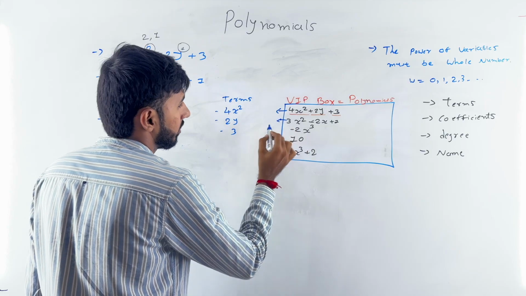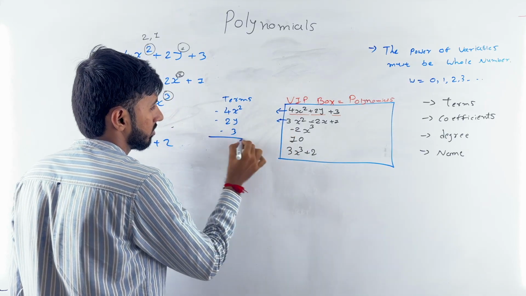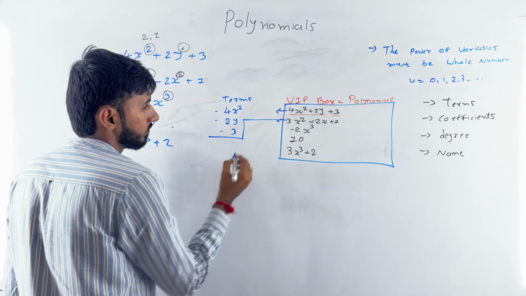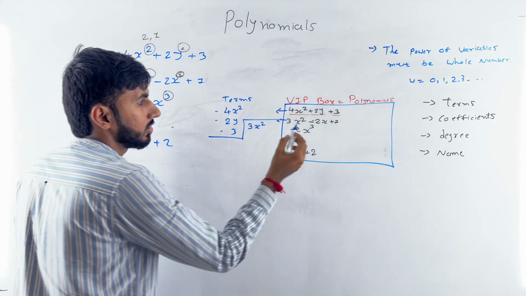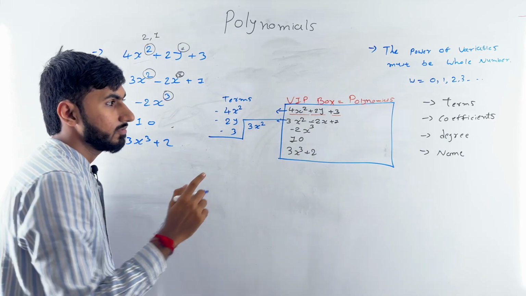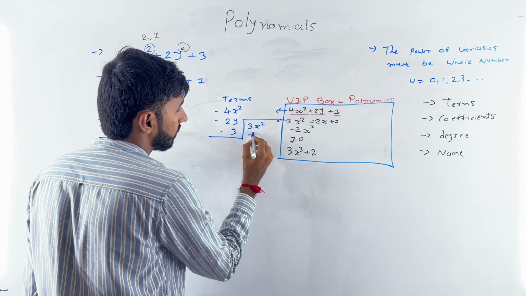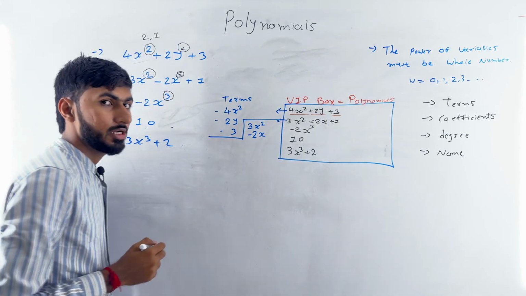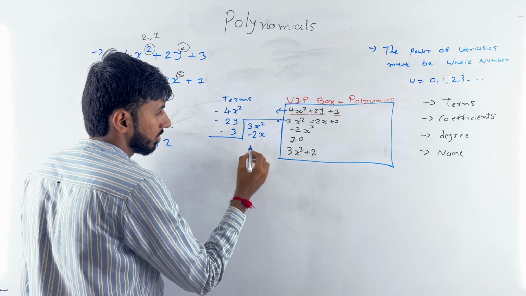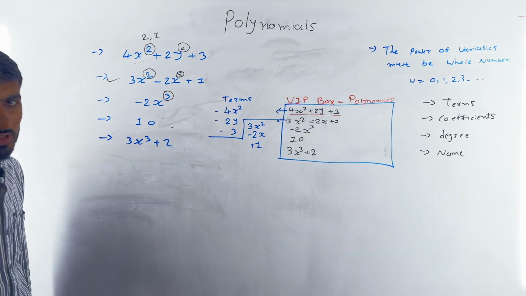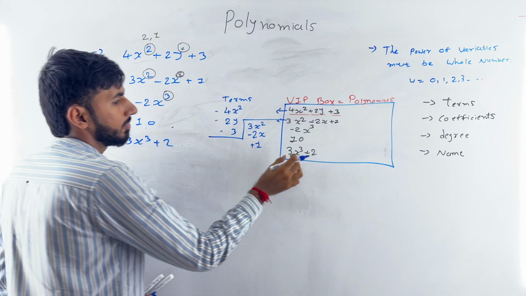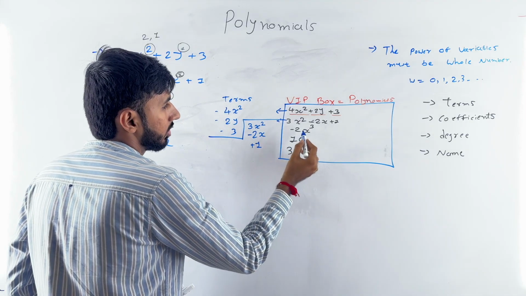For this, if I have to write terms for this polynomial, my answer will be 3x square. This is the first term. Don't forget to bring a sign with you when you are writing a term. My second term will be minus 2x, right? My third term will be plus 1. So very easy to identify terms. Just write all the parts of that polynomial.